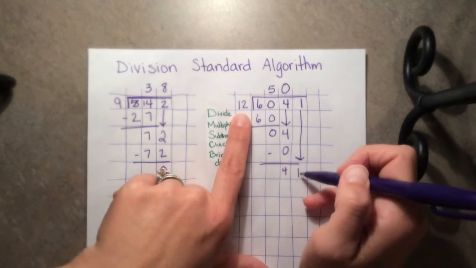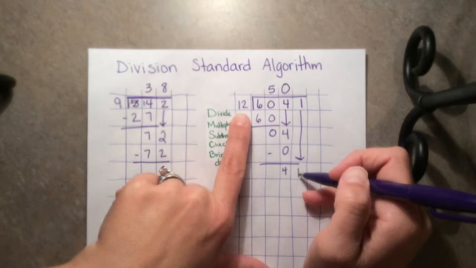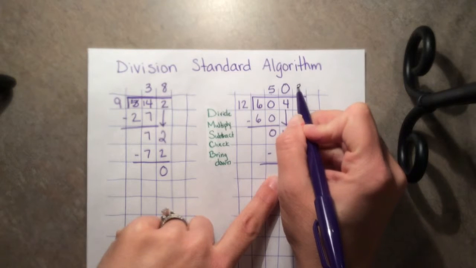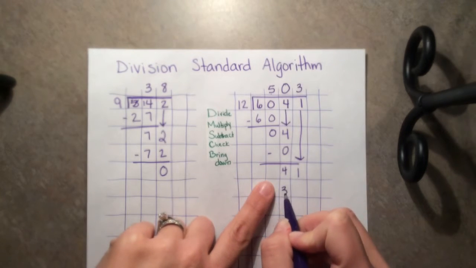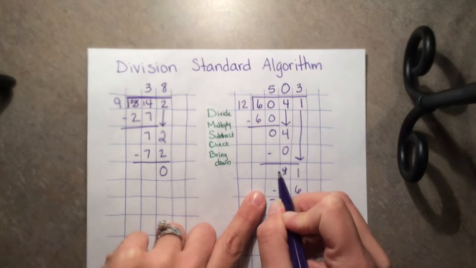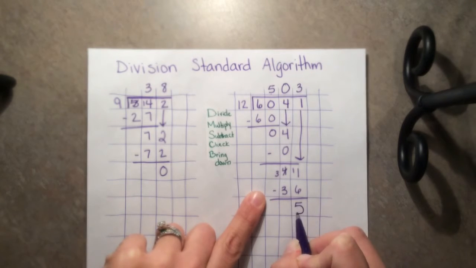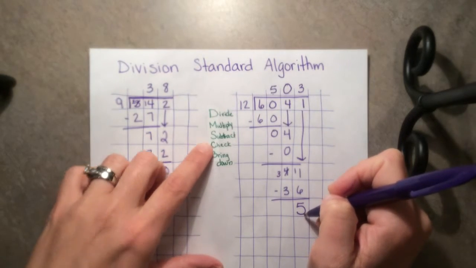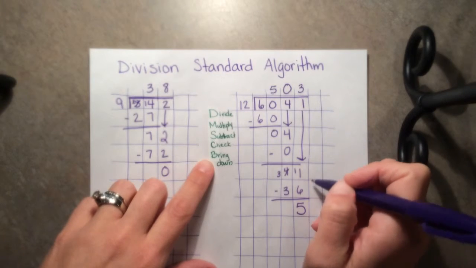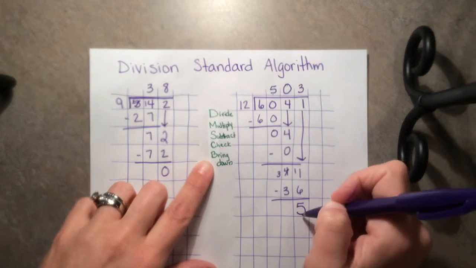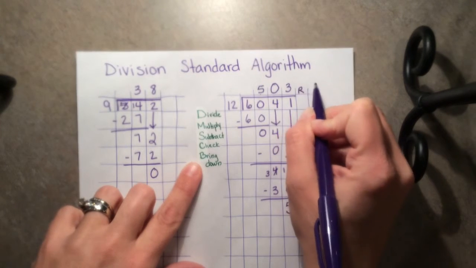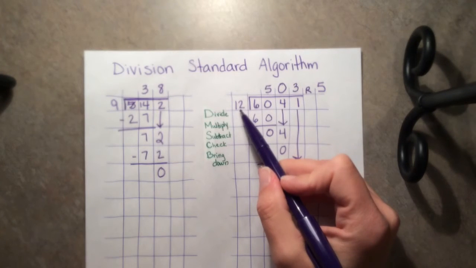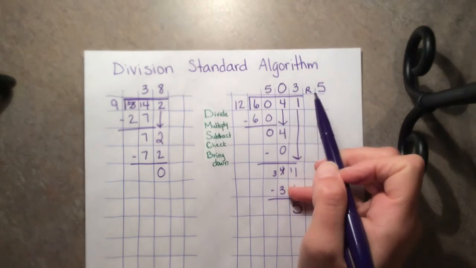How many times can 12 go into 41? Well, 12 times 4 is 48. 48 is too large for 41. So this needs to be 3. 3 times 12 is 36. Which leaves me a remainder of 5. There, I need to check to see, is 5 smaller than 12? Yes. And are there any other numbers to bring down? No. So this is then written as my remainder. So 6,041 divided by 12 is 503 with a remainder of 5.